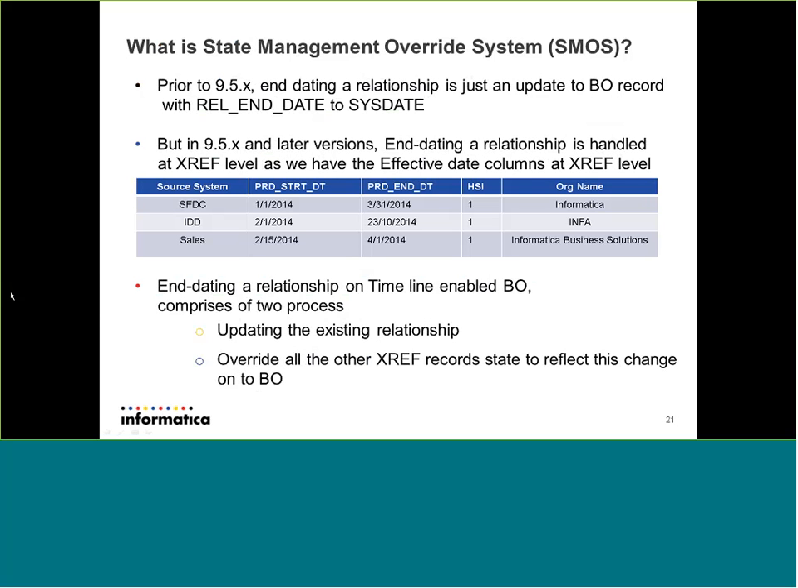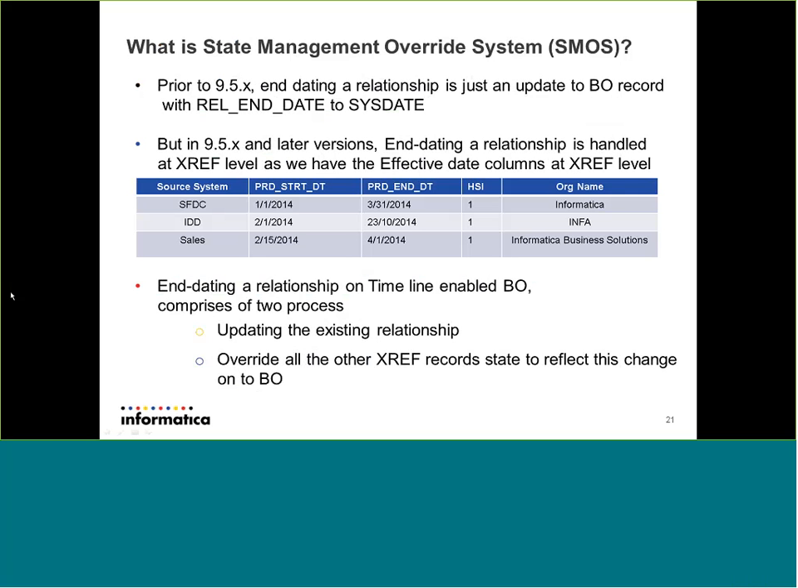What is State Management Override System, SMOS? Prior to 9.5, end-dating a relationship is just an update to the BO record, where you set the rel end date to the system date. Like say in the ITD application, you open any rel object and try to end date, it will just update the rel end date to the system date, and from the next day the particular relation is inactive.